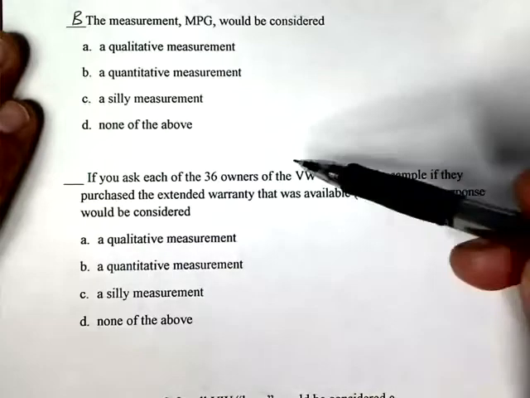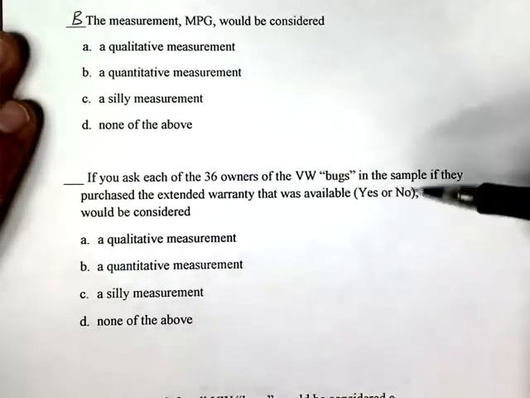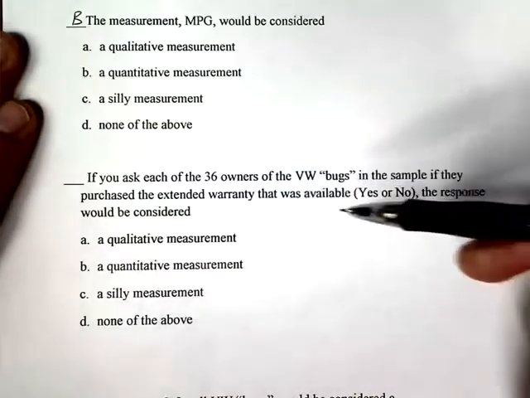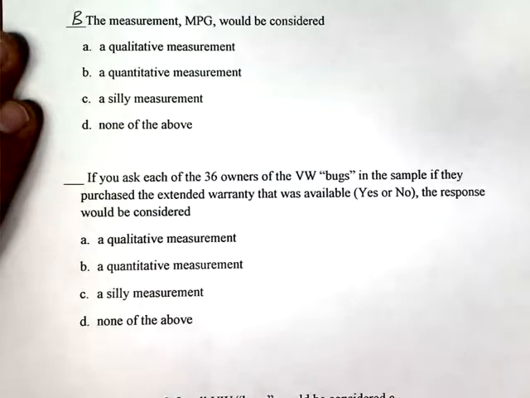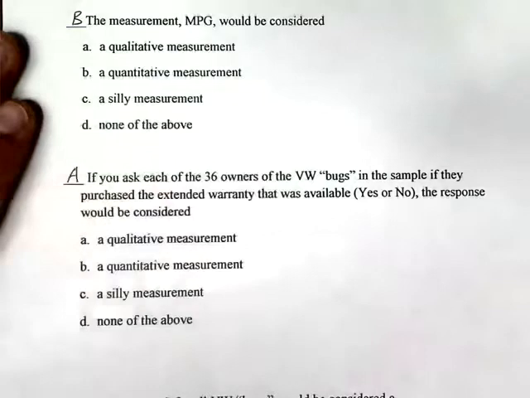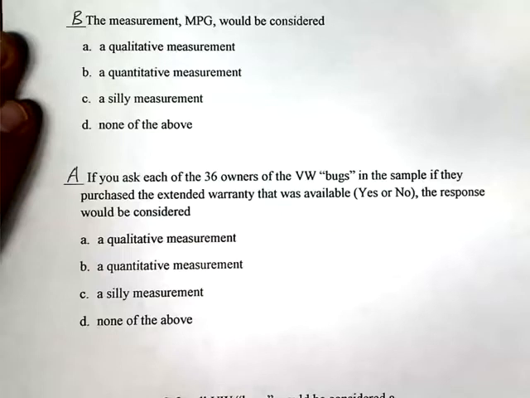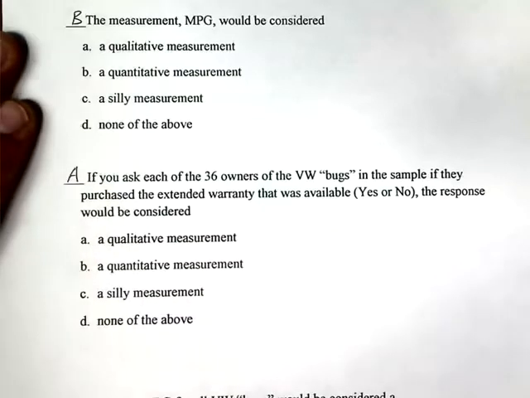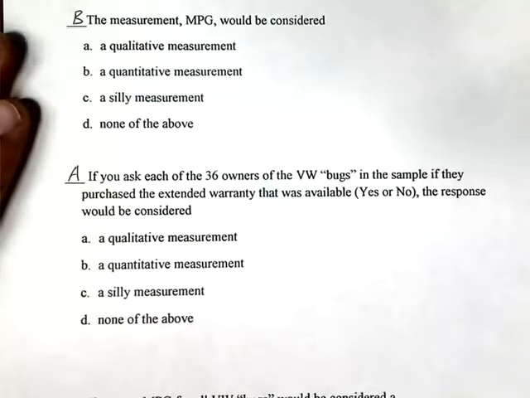Now, if you ask each of the 36 owners of the VW bugs in the sample if they purchased the extended warranty that was available, the response would be yes or no. This kind of response is actually a qualitative measurement. There's really no numerical response to asking that question. Although you could make it a 0-1 response, that would still be a qualitative measurement and not a quantitative measurement.